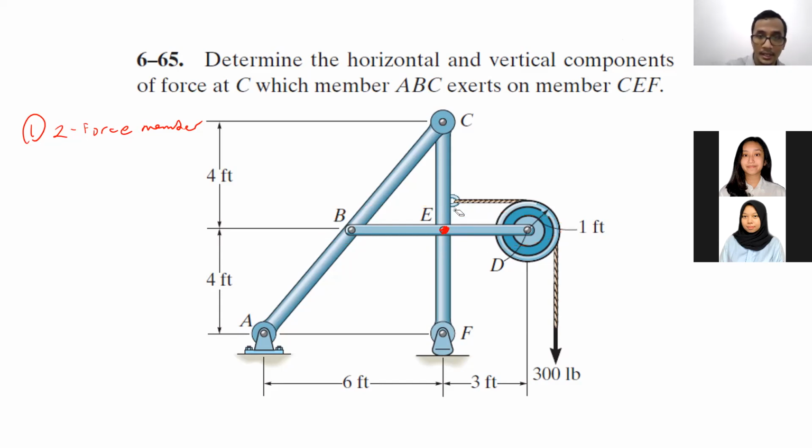Then FC, the same. Here it has a force there. And then here it has a force as well, in the middle as well. AC at B there, it has a force. So for all those three members, the forces are not just happening at both ends. So all of those are not two force members. Okay.